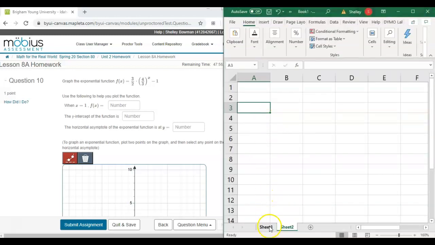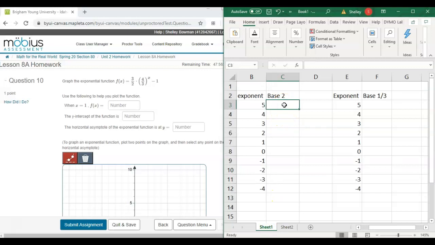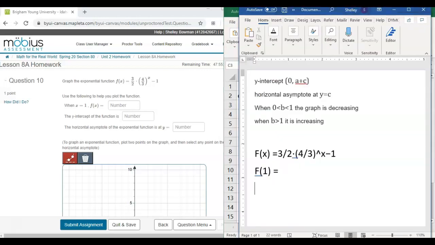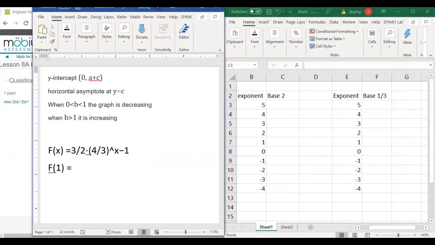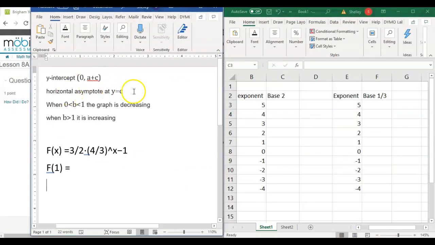So if we come into here, just for the sake of experimenting, I know it's not going through your problem right now, but it might help you understand what it means that the horizontal asymptote is y equals c. It's just wherever that line can never go to 0. So I'm going to show you why. If we take an exponent, base 2, that means 2 being raised to an exponent, I have positive numbers, I have 0, and I have negative numbers.